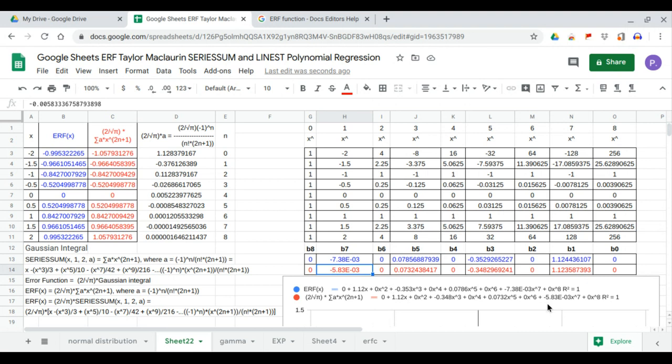This completes the Taylor Maclaurin series sum of the Erf function and the LINEST polynomial regression to the 8th degree of the Erf function.